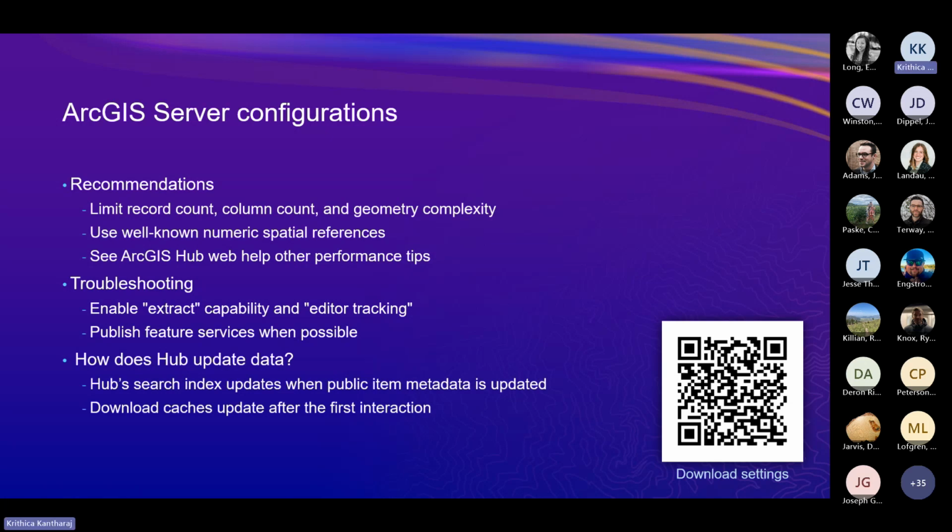Two of the biggest things that we know about troubleshooting are because certain things are not turned on. We've asked the enterprise team to turn these on by default, but that's not yet happened. These settings allow Hub to communicate with the server to make downloads available. Sometimes you might also see that caching takes time, because the way Hub currently works is when a download is requested for the first time, it caches the data, and the second time around, it becomes much faster.